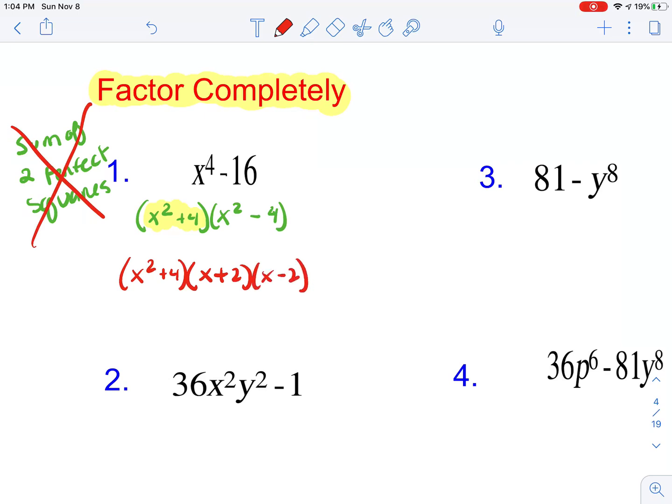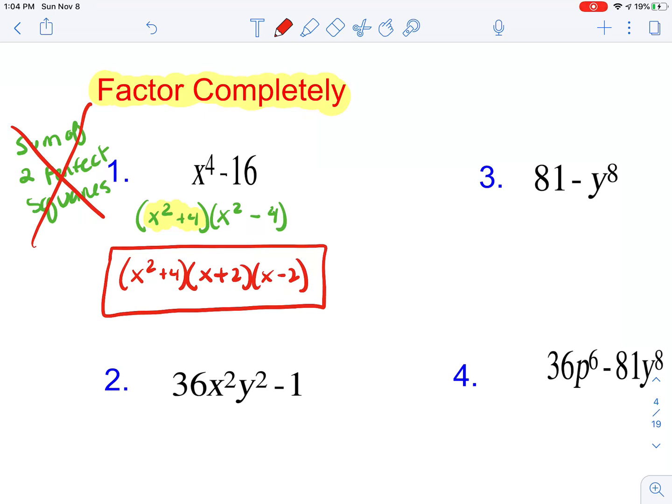Now x squared plus 4 cannot be factored, x plus 2 cannot be factored, and x minus 2 cannot be factored. So there we have an expression that has been factored completely. Okay, so let's try number 2.